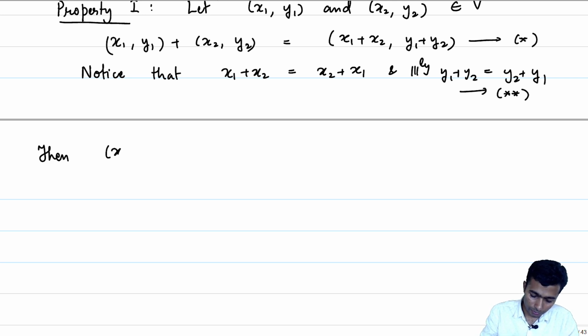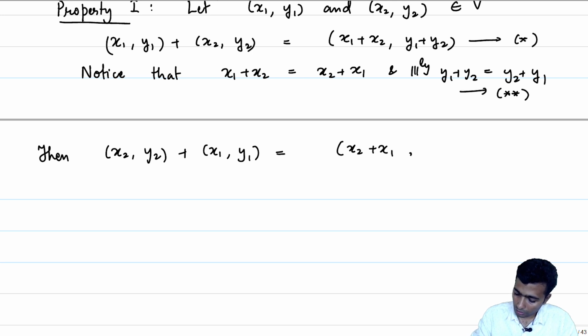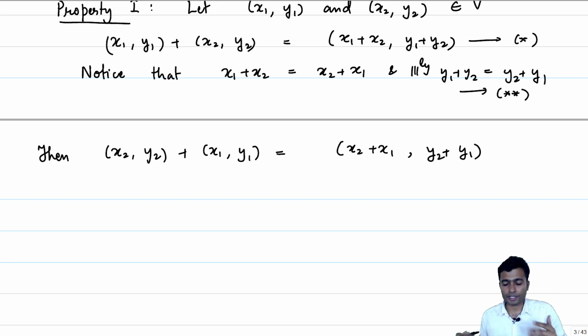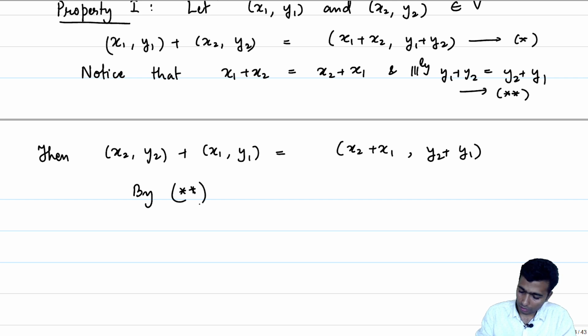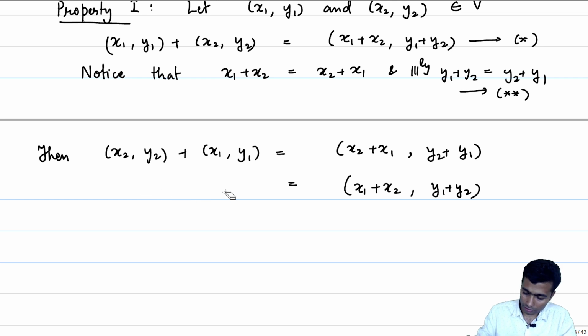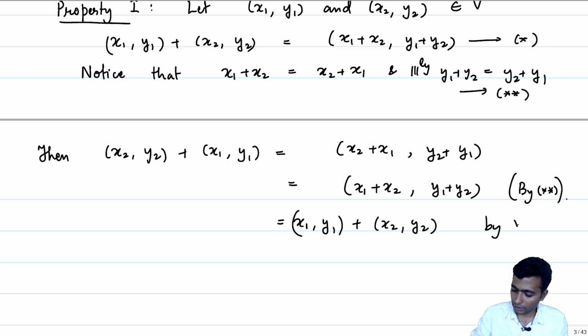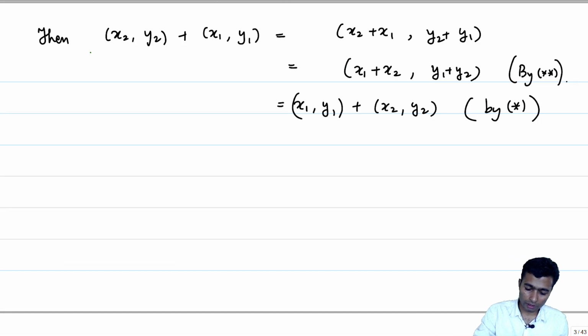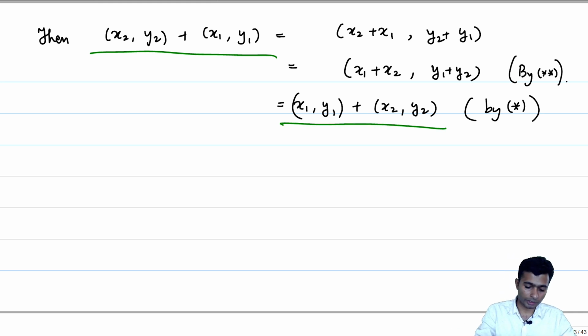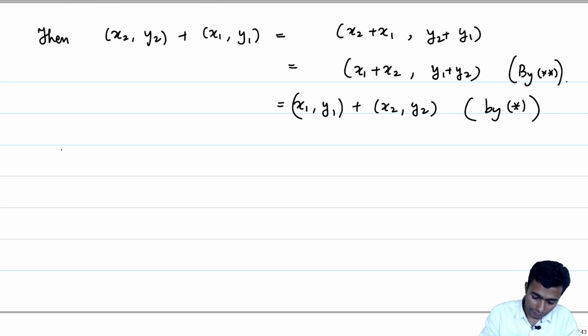Then, what is (x2, y2) plus (x1, y1)? This again by component wise addition is just going to be (x2 plus x1, y2 plus y1). And by star star, this is equal to (x1 plus x2, y1 plus y2). And what is this? This is equal to (x1, y1) plus (x2, y2) by star above. So, basically what we have established is (x2, y2) plus (x1, y1) is the same as (x1, y1) plus (x2, y2), thereby establishing commutativity. So, yes, property 1 is satisfied.